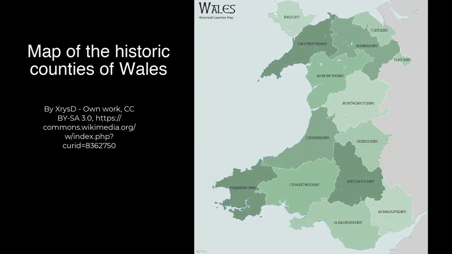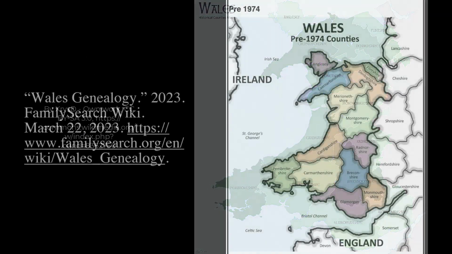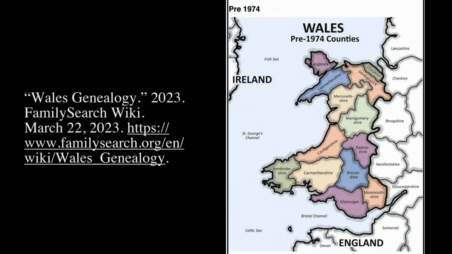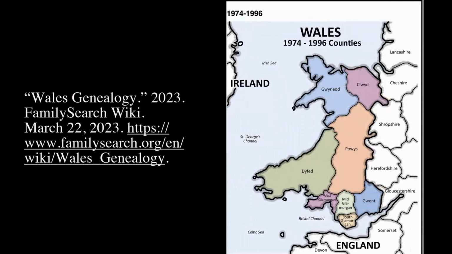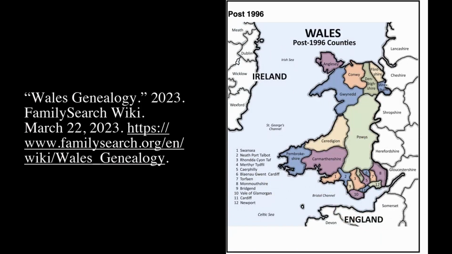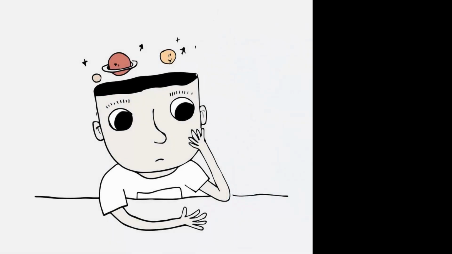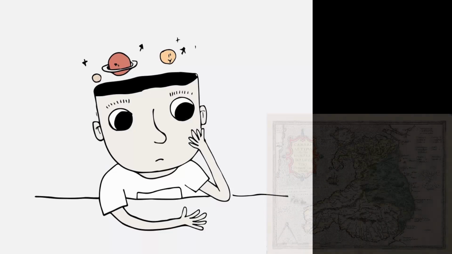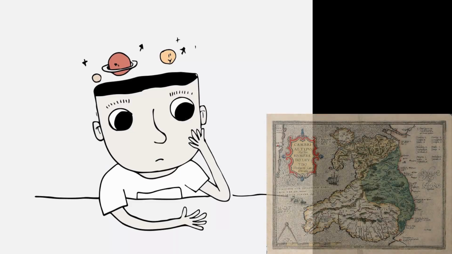Here is a map of the historic counties of Wales. Here is a map of the county boundaries before 1974. This map shows the county boundaries from 1974 to 1996. This is a map of the county boundaries after 1996. It is important to become aware of these changes to make sure you understand where the records might be located and how they might be cataloged.